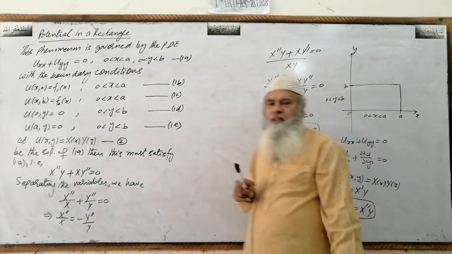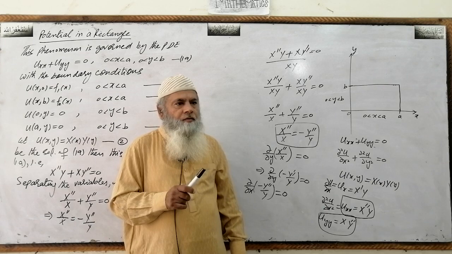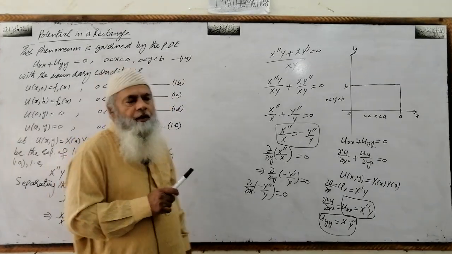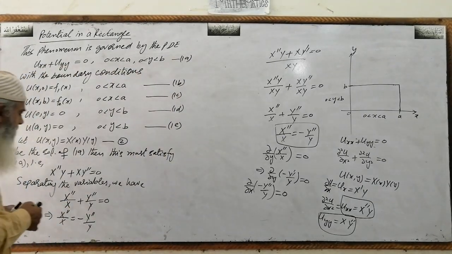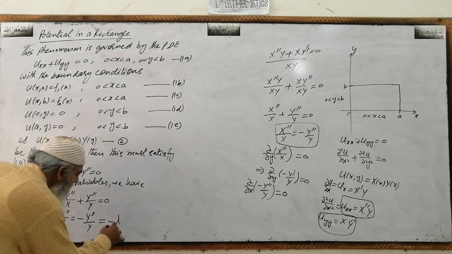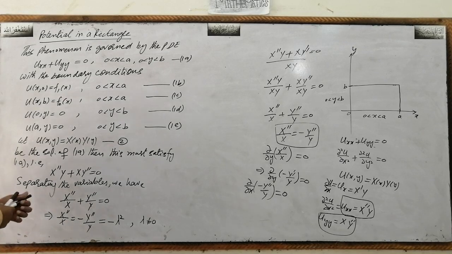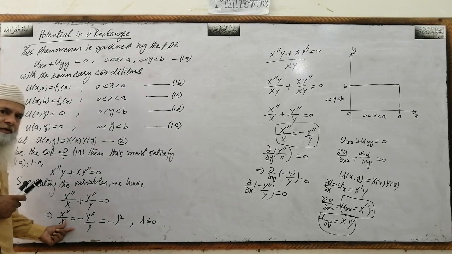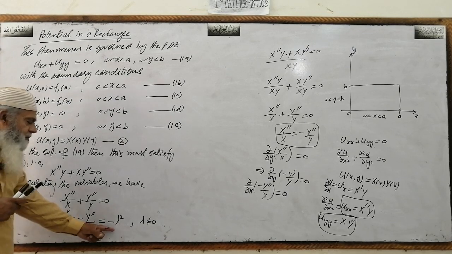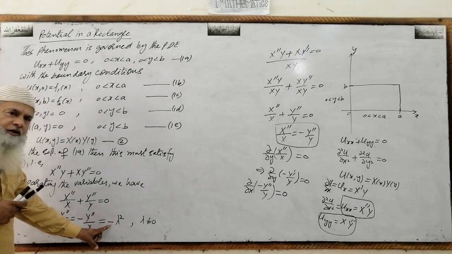Now there are three kinds of constant which we can take: 0, negative and positive. But for the periodic solution, we will take this constant as a negative constant, and we assume it as minus lambda square, where lambda is not equal to 0. I have explained that in this form both terms are independent of x and y, means both terms are equal to the same constant, and we are taking here a negative constant. Lambda square ensures positive, and this negative sign ensures a negative constant.